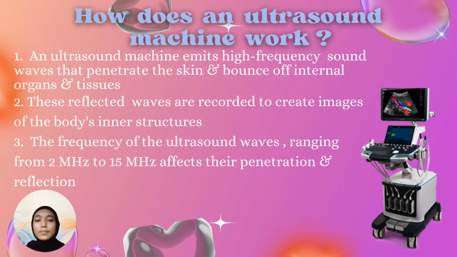Firstly, the ultrasound machine emits high-frequency sound waves that penetrate the skin and bounce off internal organs and tissues. These reflected waves are recorded to create an image of the body's inner structures. The frequency of the sound wave is between 2 MHz and 50 MHz. This affects their penetration and reflection. The higher the frequency, the shorter the wavelength and the more attenuation.